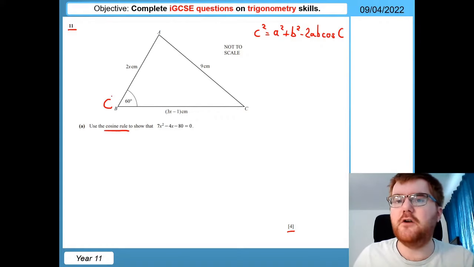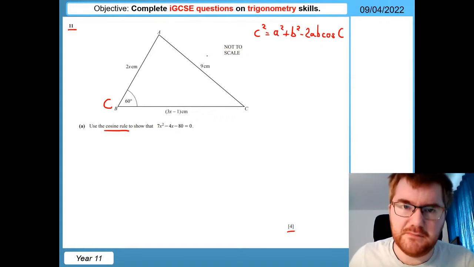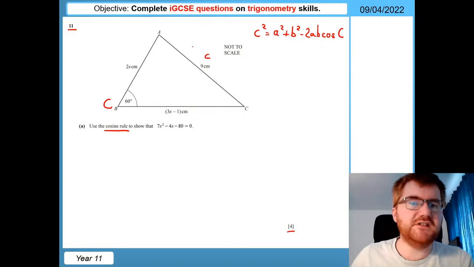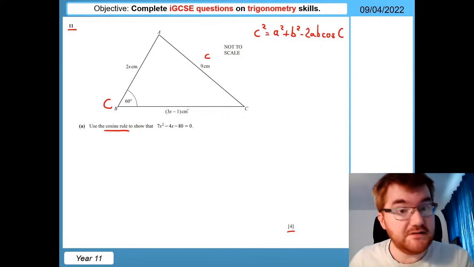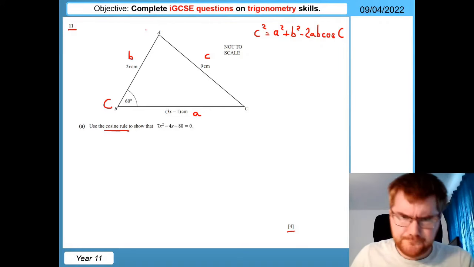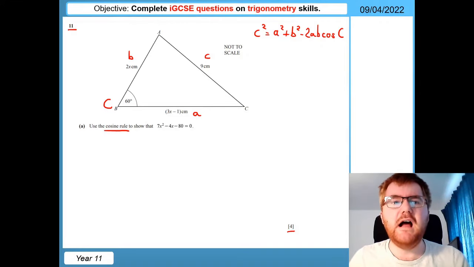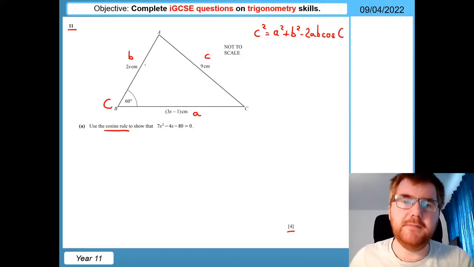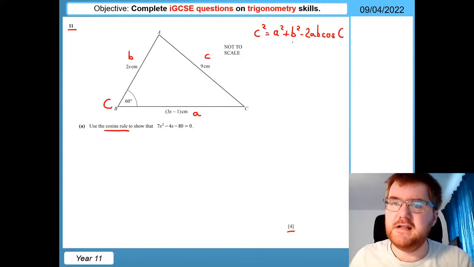The side opposite big C is going to be small c, and then the other two sides, it doesn't matter which way round, are going to be A and B, like so. So now I've labelled the sides, I can now substitute A, B, small c and big C into my formula.